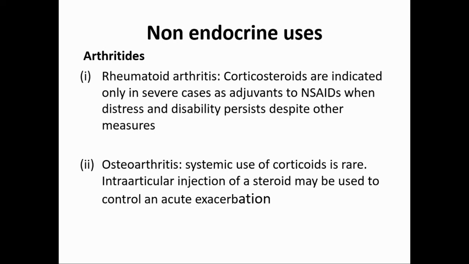Similarly, osteoarthritis, which is another form of arthritis, affects the joint, resulting in joint pain. Here also systemic use of corticosteroids is very rare, and in most cases, if there is pain with osteoarthritis, similar to rheumatoid arthritis, NSAIDs are used. If NSAIDs are not able to control the pain, then only these corticosteroids are used. Intra-articular injection of corticosteroids should be used to control an acute exacerbation of osteoarthritis.